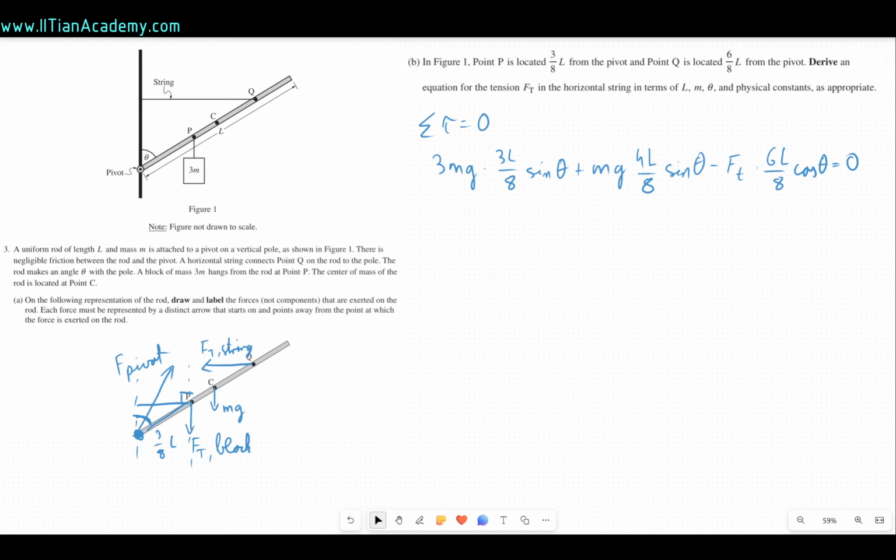Just like this. And all we need to do now is rearrange. So we can bring the negative to the other side and we can divide by L. We have 9 over 8 mg sine theta plus 4 over 8 mg sine theta equal to 6 over 8 Ft cosine theta. We can combine these and divide by 6 over 8 and cosine of theta. So then we get that the tension is equal to 13 over 6 mg tan theta.